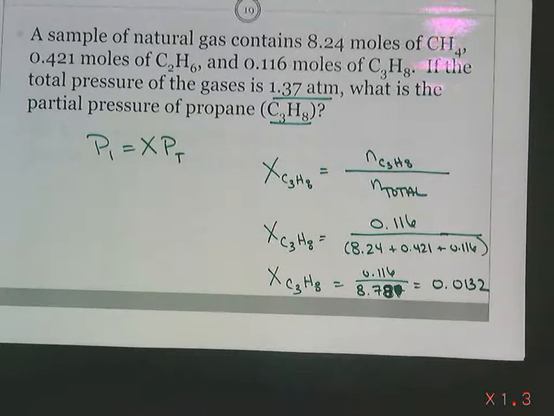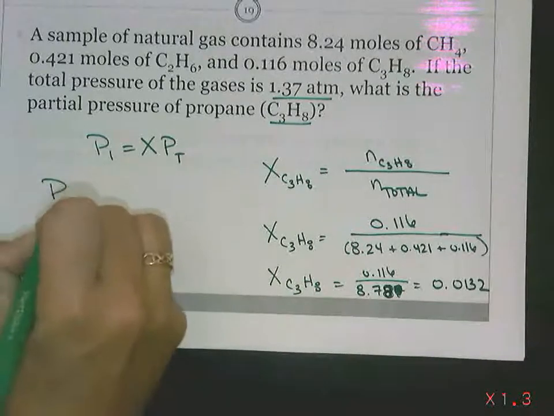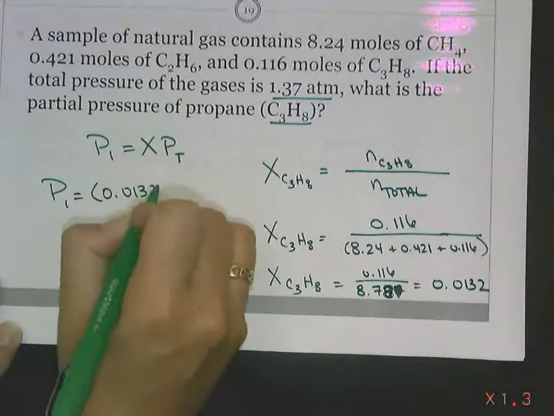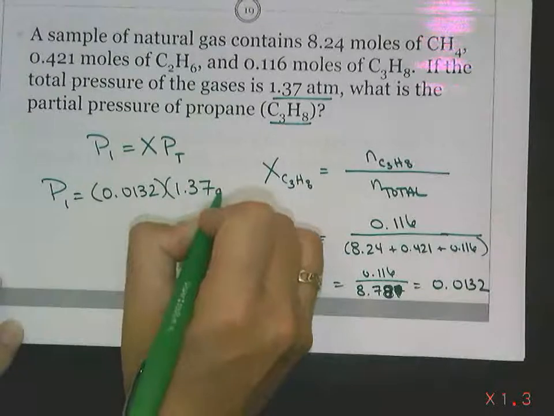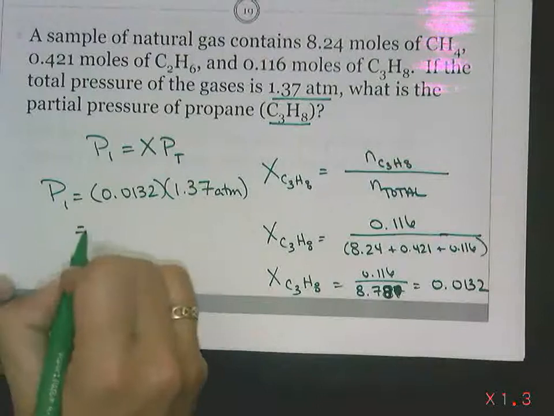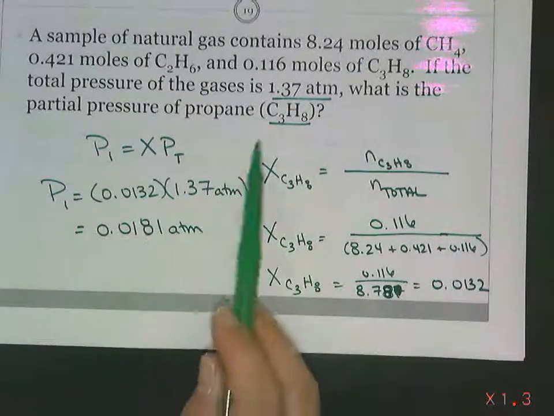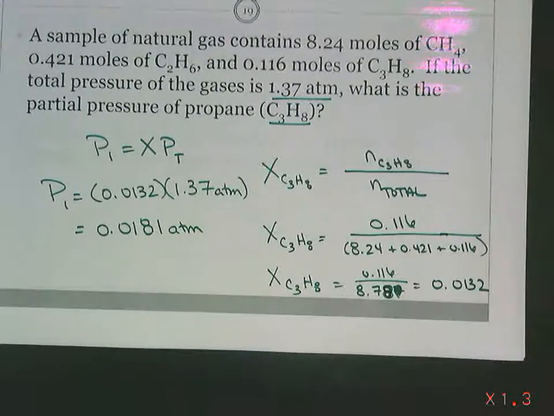Where do I put it? Right there. Good. What units should I have on P? Atmospheres. So out of the total pressure, the 1.37, the pressure of the C3H8 is contributing 0.018 atmospheres total to it.